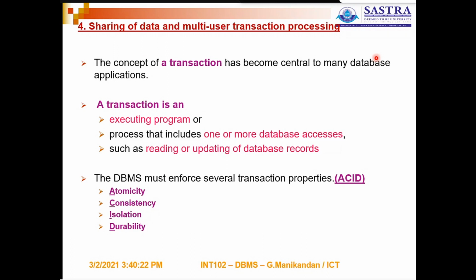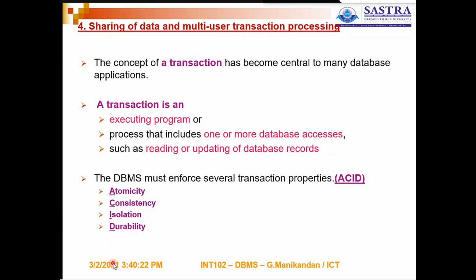Isolation means that if you execute more than one transaction simultaneously, the intermediate values generated by one transaction are not visible to another transaction. Until the transaction executes the commit command, they are not visible to the other transaction. That is the idea behind isolation.